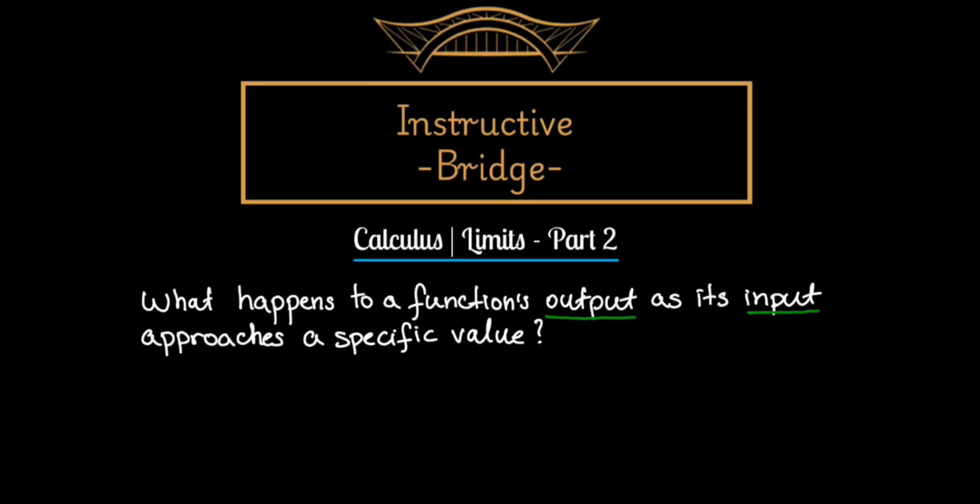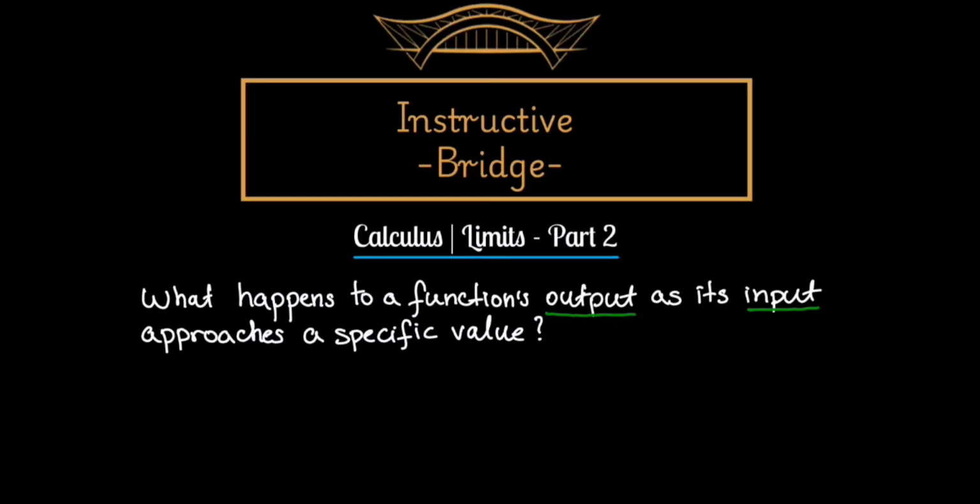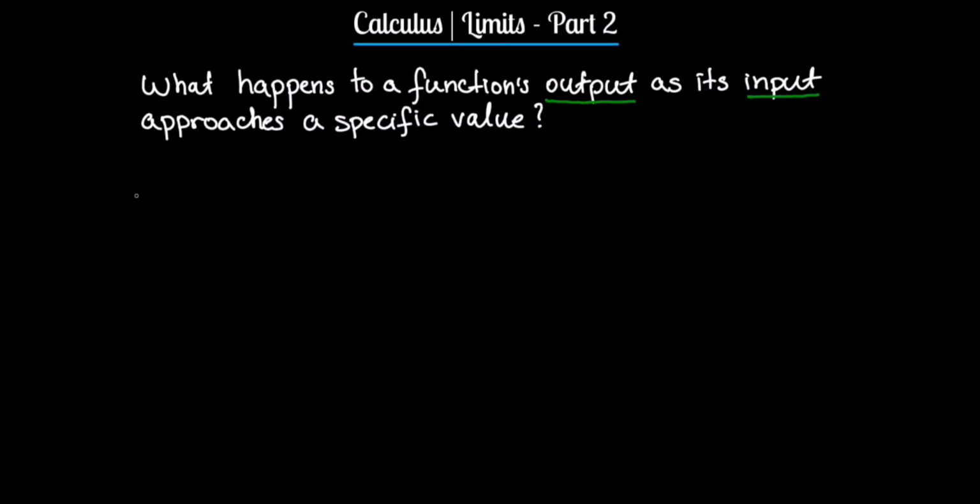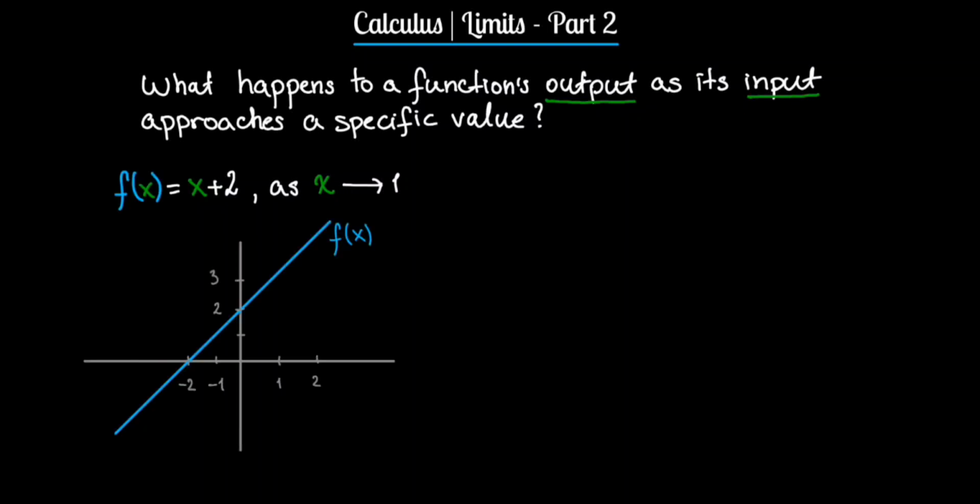If this definition is extremely wordy, then let's start with an example. Let's say we have a function given by f of x equals x plus 2. And we want to know what happens to the output of this function as x approaches the value 1. We denote this with an arrow pointing from x to the number 1. To understand this better, let's immediately visualize this on a graph.